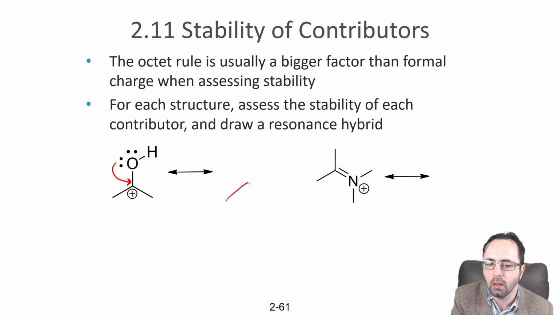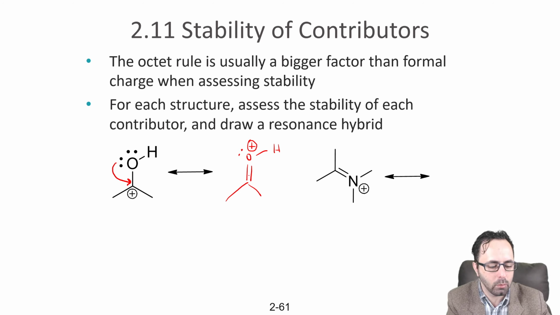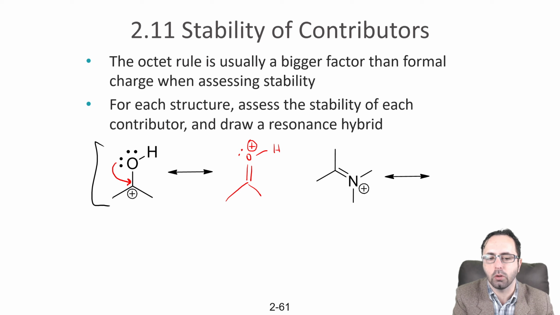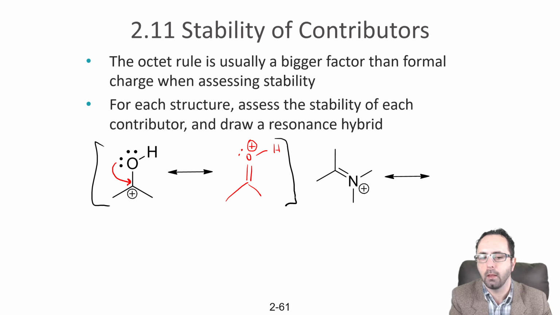We can make a double bond there, and that leaves this oxygen with 1 lone pair, so it's got 3 bonds and 1 lone pair. So that gives it a positive formal charge. So this second structure is more stable than the first one, because in the first one the carbon did not have an octet. It had 3 bonds and no lone pairs, so 6 electrons around it.